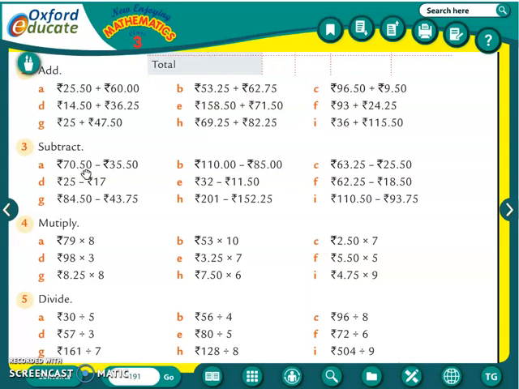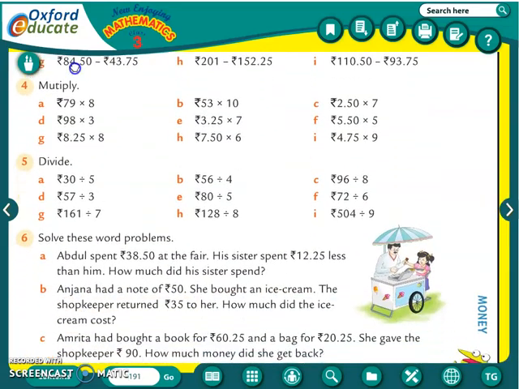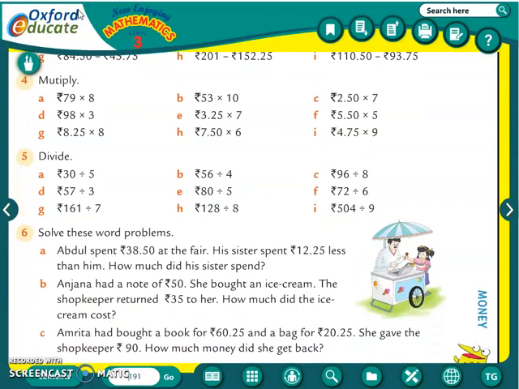paisa. For example, 70 rupees 50 paisa. So after the dot, the number is for paisa and the 70 is for rupees. Okay, so you can do these sums by yourself, and of course you can do multiplication, division, that also you can do.